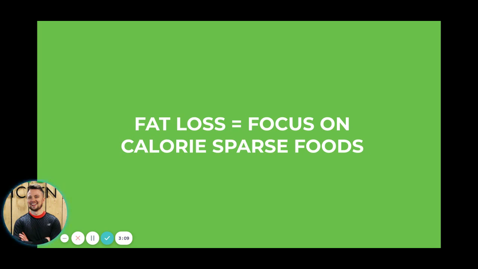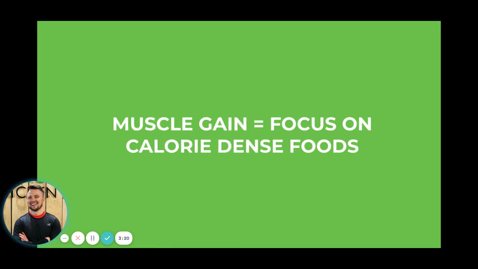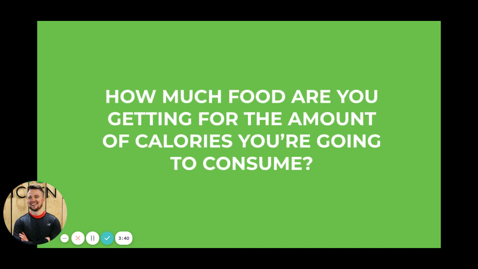like I mentioned earlier, it's good to focus on calorie-sparse foods that have a low number of calories per gram, and this is going to allow you to eat more while keeping your calorie consumption low. And if muscle gain is your goal, it can be useful to focus on foods that are calorie dense. These are foods that have a high number of calories per gram. This means if you have a high calorie target that sometimes might be difficult to reach, this is going to make it easier for you to reach that target without feeling stuffed and bloated like you're overeating all the time.